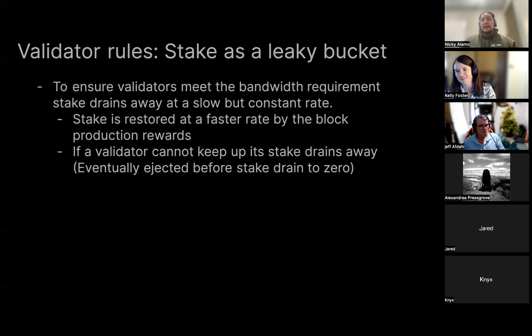And it's not that the stake is actually going to leak down to zero. So if there's like 70,000 tokens, it's not like it's going to be 70,000, 60,000, 50,000. It's going to be very, very small. But eventually, before it even gets to the point of getting to zero, you're actually just going to be ejected or rejected from the network.